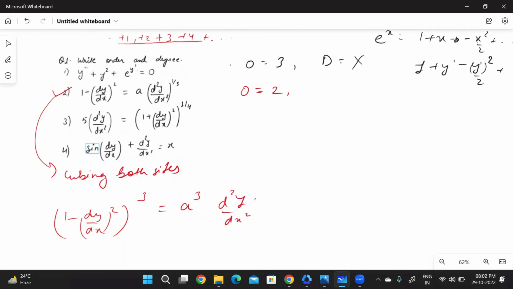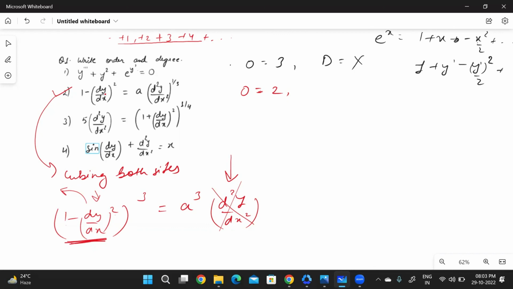Now you see when we are going for order, we are looking for this. So we don't have to open this term here because we know that no d2y by dx2 will come out from here to do anything. But if this was absent, then we have to solve this (1 minus dy by dx) whole square to the whole cube. We have to open this whole cube and simplify, and then at the last step we'll see what is the highest power. So in this case we'll get what, 6.